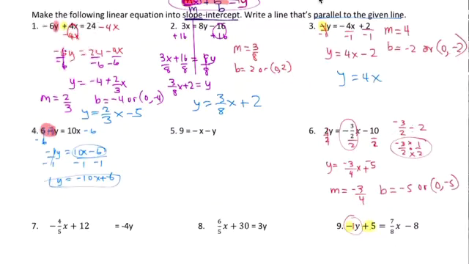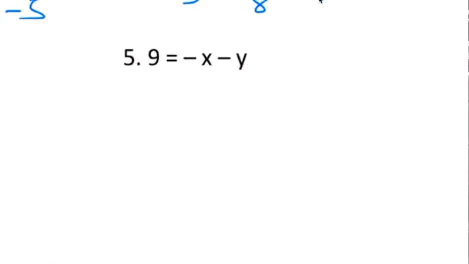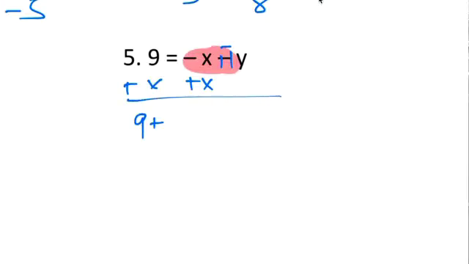Okay. And here's the y. We need to get rid of these two things, plus a negative. So add an x, add x there. And that 9 plus x equals negative 1y. Divide everything by negative 1.